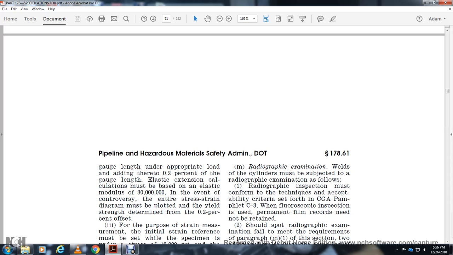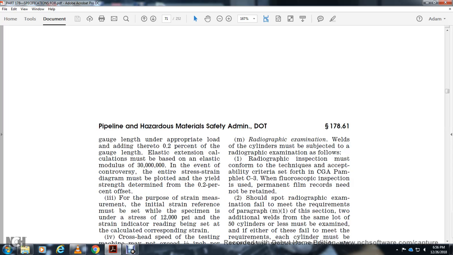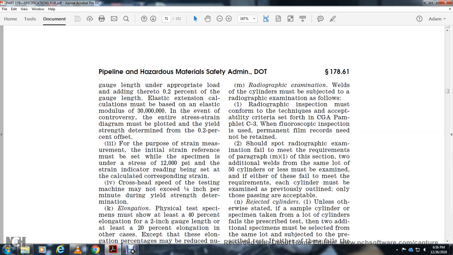In the event of controversy, the stress-strain diagram must be applied with the yield strength determined at 0.2 percent offset. For the purpose of the strain measure, the initial strain reference must be set with the specimen under a stress of 1200 psi, with the strain indicator reading to be used out of the calculated corresponding strain. The crosshead speed of the testing machine must not exceed 1/8 of an inch per minute during the yield strength determination.